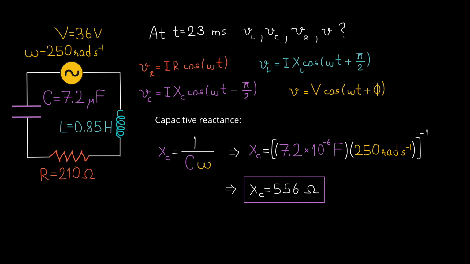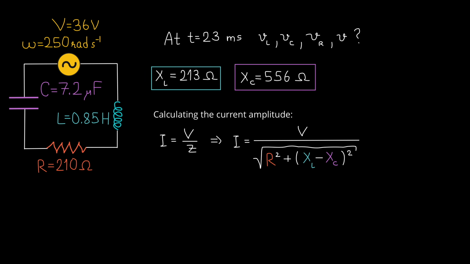Note that both the inductive reactance and the capacitive reactance have the units of ohms, which is the same as the units for resistance. Now that we have determined the inductive and capacitive reactances, we can go ahead and calculate the current amplitude in the circuit. The current amplitude is equal to the voltage amplitude divided by impedance capital Z. To calculate the impedance, we combine R, x sub L, and x sub C using this Pythagorean formula.